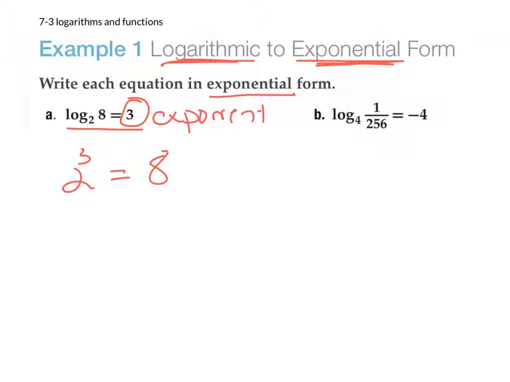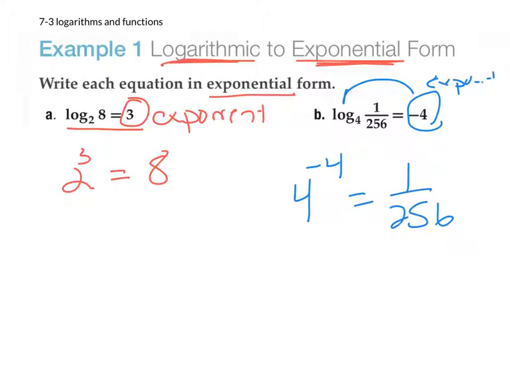Let's look at this next one. Once again, this number when written in log form is always the exponent. Always the exponent. So we're going to write with the base of 4, exponent of -4 equals 1/256. All this makes sense because this negative exponent means flip the answer, which the answer is flipped. And so there is our equation in exponential form.